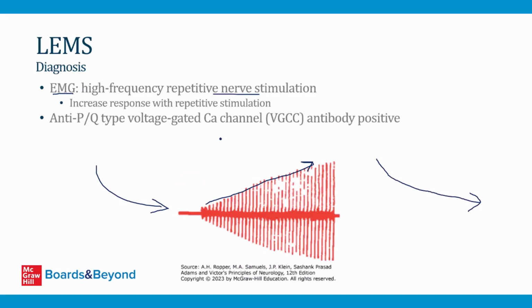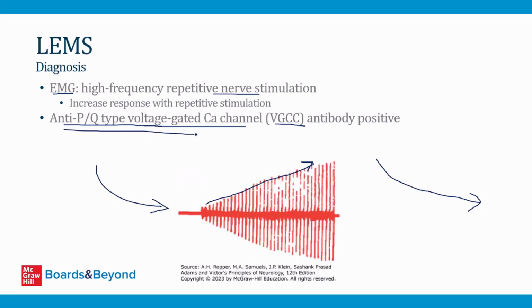And then, as I mentioned earlier, you can also diagnose LEMS by measurement of voltage-gated calcium channel antibodies. The specific type of antibodies are called anti-P/Q type voltage-gated calcium channel antibodies. You should know this whole name for your board exams in case any piece of it comes up in an answer or question.